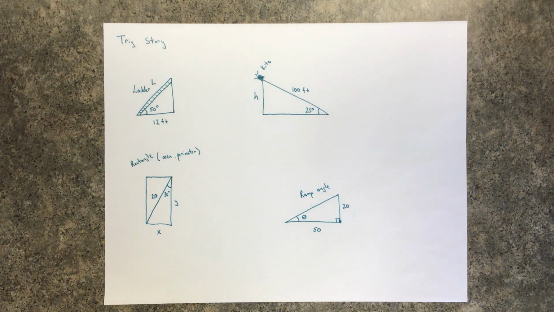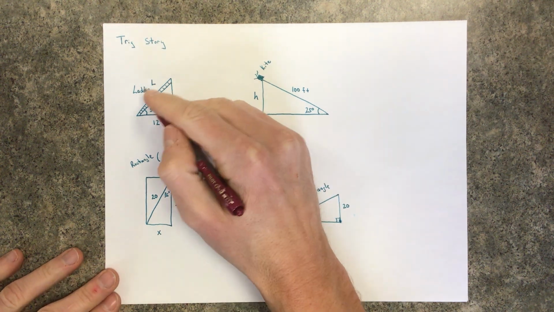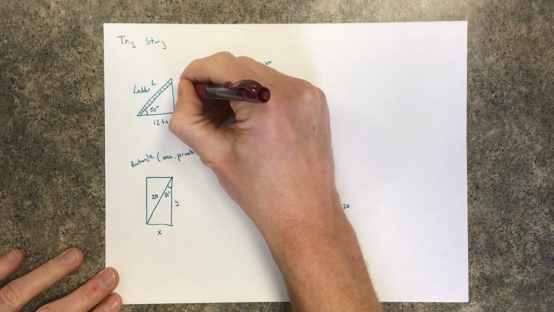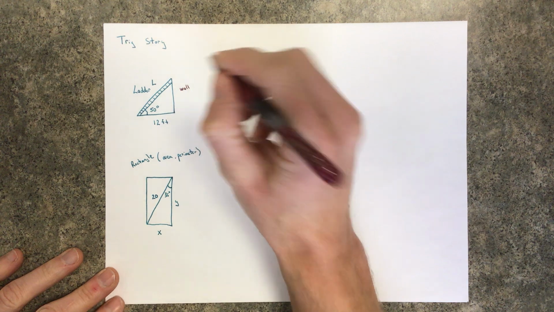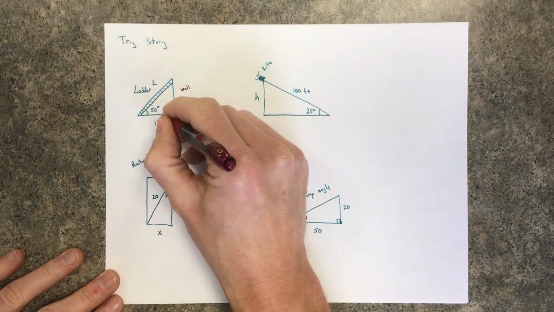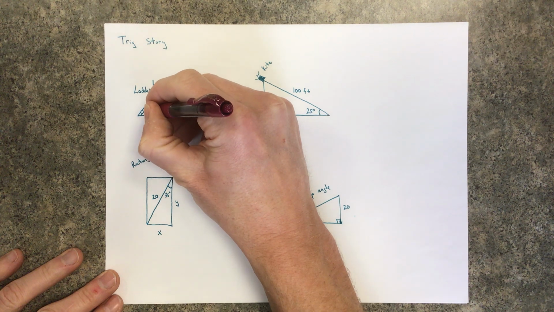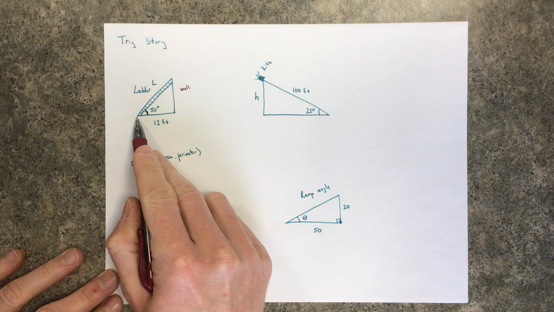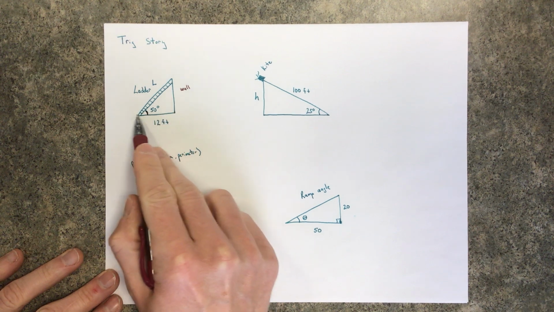All right, let's take a look at some trig story problems just to get you used to thinking about this. This first one is just going to ask you to find the length of a ladder. So you've got a ladder leaning against a wall. The wall is over here. What you know is that the ladder and the ground make a 50-degree angle. And you know that the ladder's base is 12 feet from the wall.